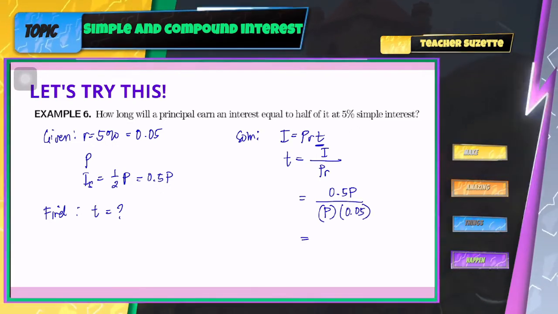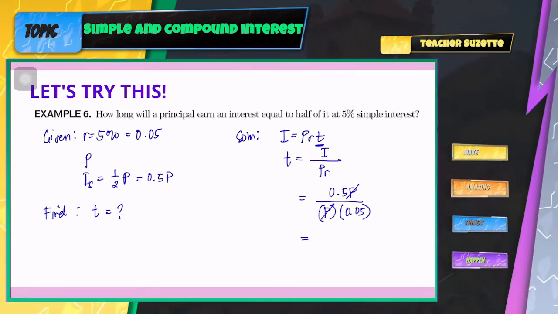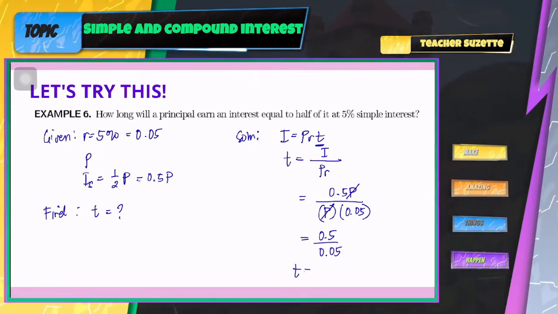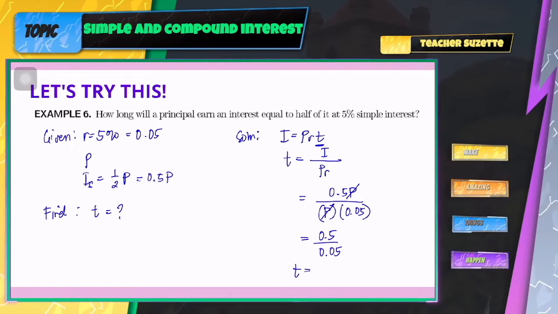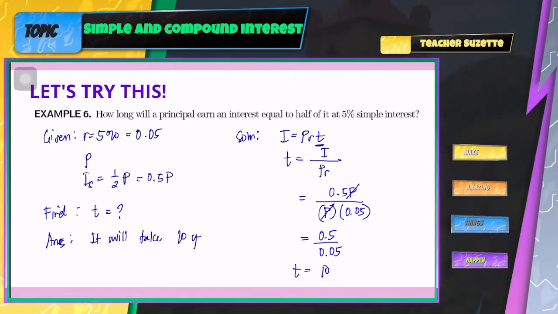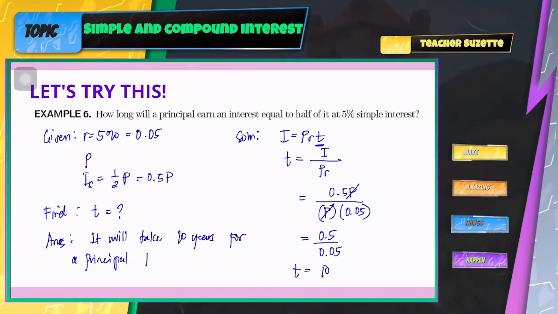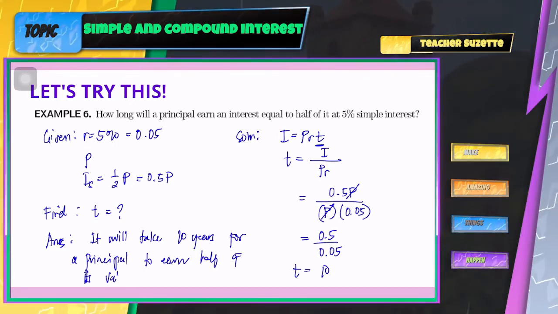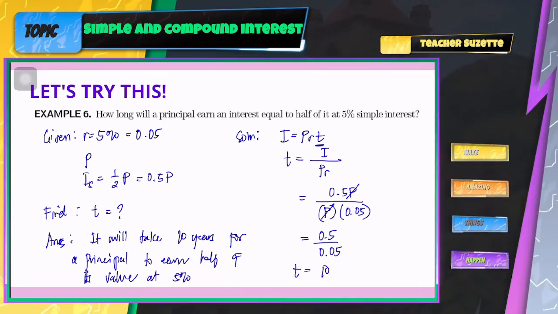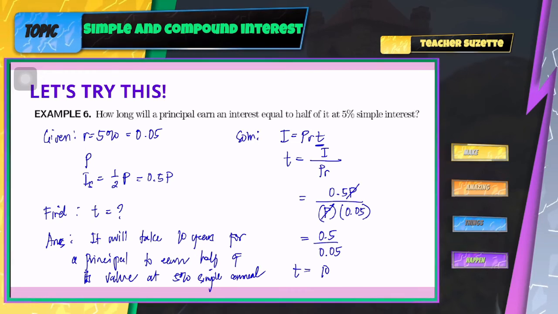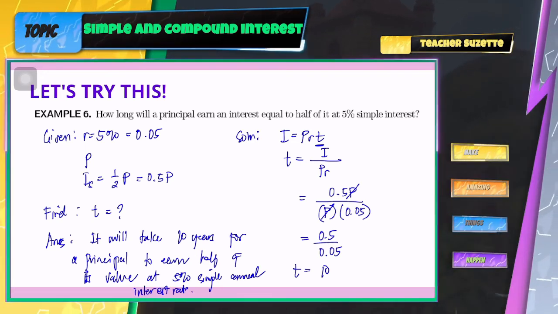So, from here, makakancel natin yung p sa ating numerator and denominator. Ang matitira is 0.5 divided by 0.05. So, our time will be equal to 10. In general, answer, it will take 10 years for a principal to earn half of its value at 5% simple annual interest rate. So, that's it po for simple interest.